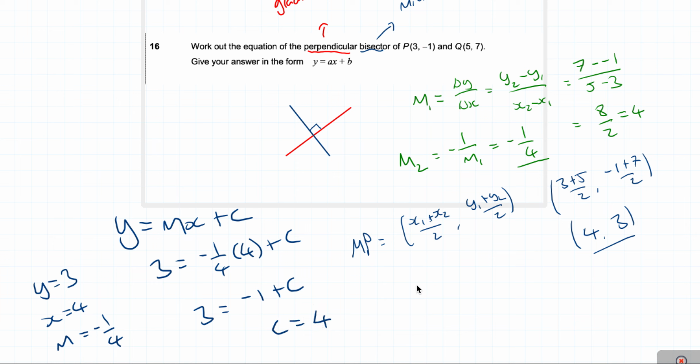And then we just plug it in to show our terms, so y is equal to minus 1 over 4 x plus 4. So essentially a is minus a quarter, and b is equal to 4. And that gives your answer for question 16.